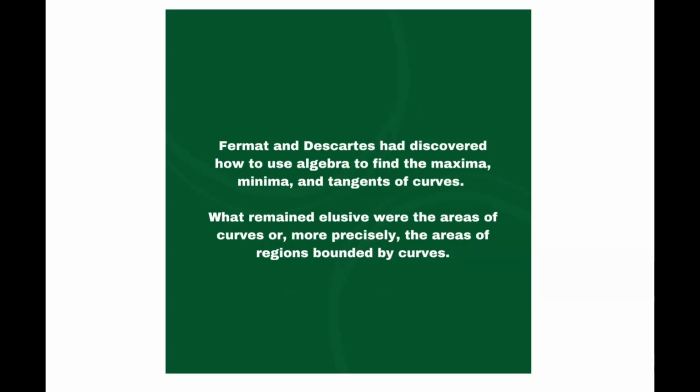So before Newton and Leibniz even discovered the fundamental theorem of calculus, Fermat and Descartes had discovered how to use algebra to find the maxima, minima, and tangents of curves. You've seen all that in Calc 1. What remained elusive were the areas of curves, or more precisely, the areas of regions bounded by curves. People were having a hard time figuring out this piece of the puzzle. And to be fair, no one in reality realized that these two pieces of the puzzle even went together.